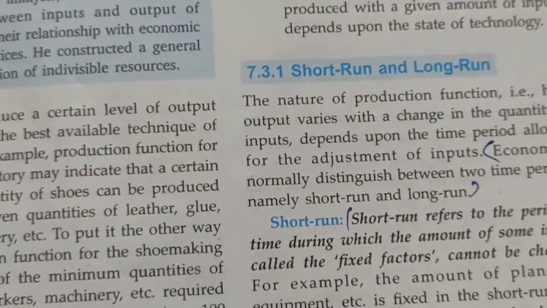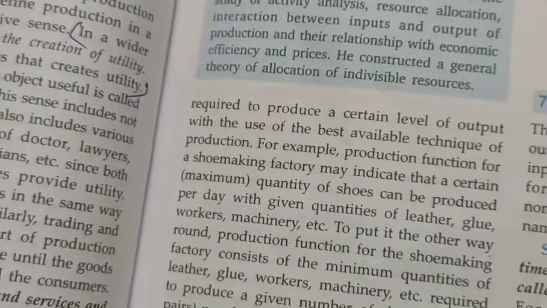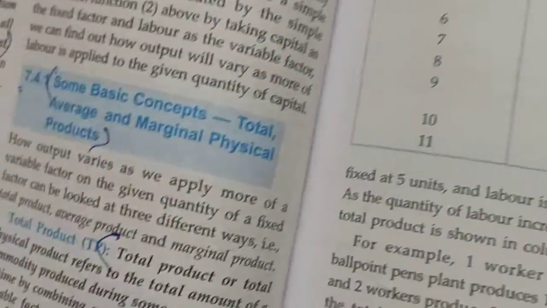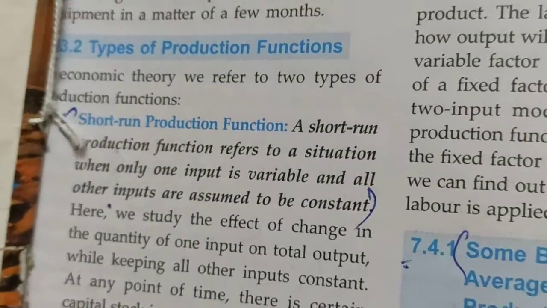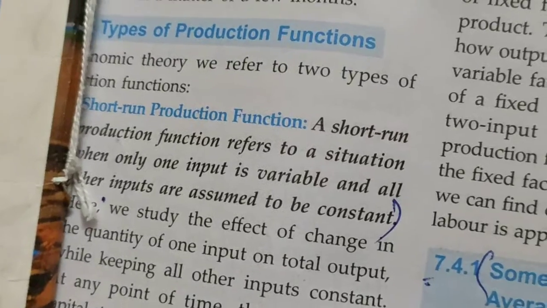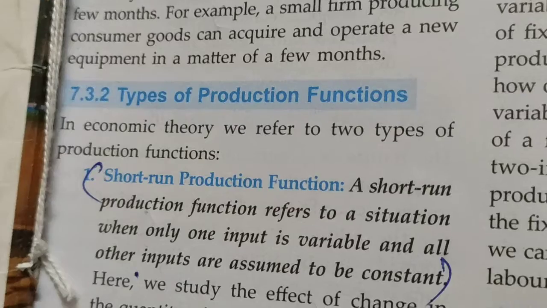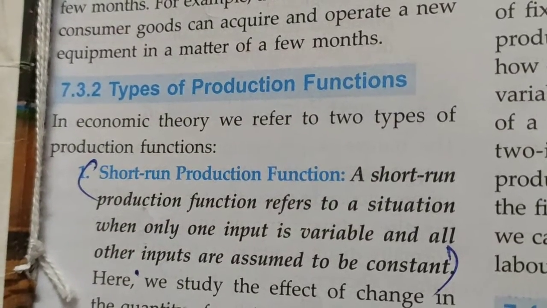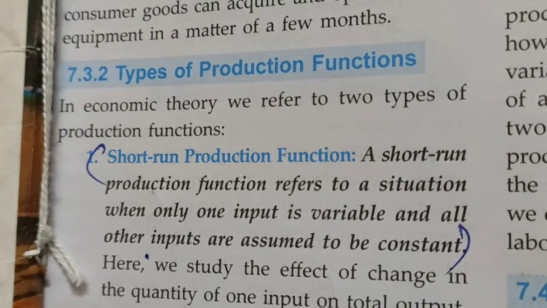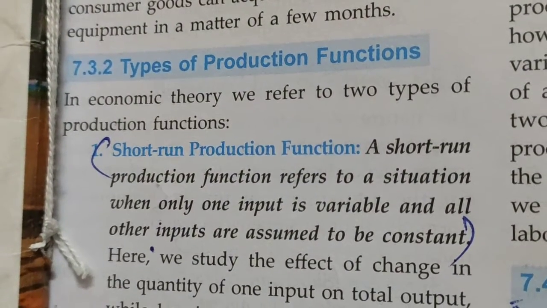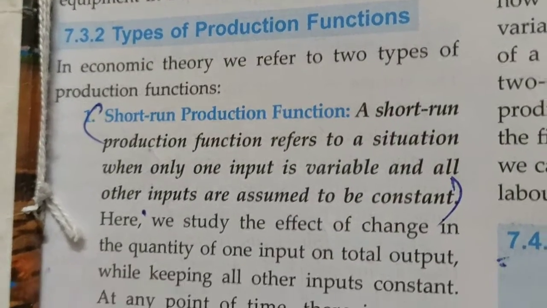Now I discuss the types of production function. There are two types of production function. Number 1, short run production function, and number 2, long run production function. What do you mean by short run production function? A short run production function refers to a situation when only one input is variable and all other inputs are assumed to be constant.